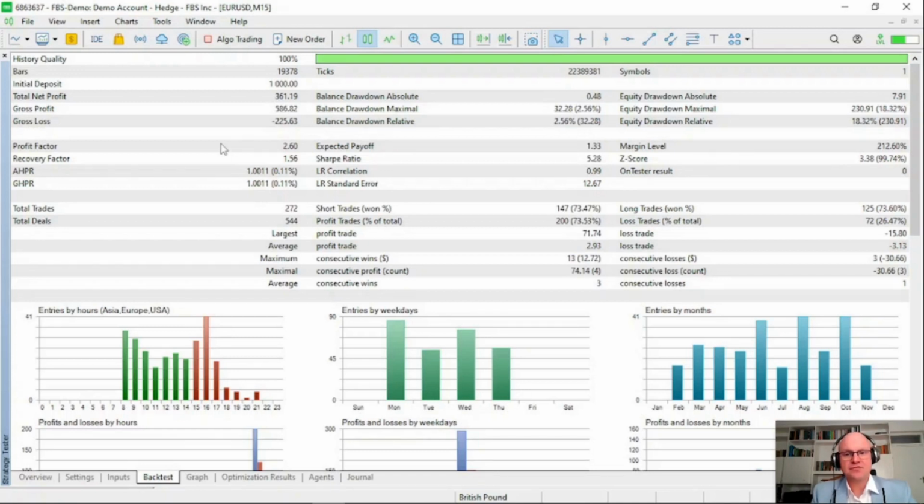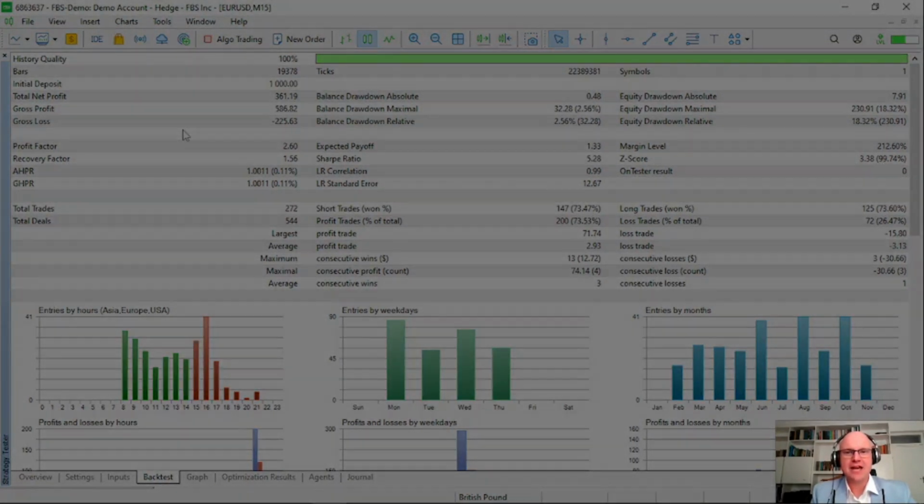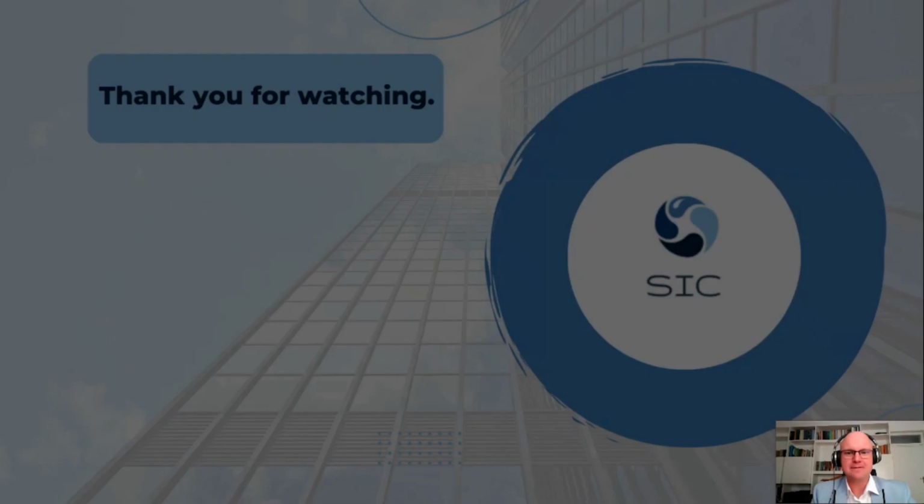In all, because of the customizability of the bot, you're able to test different Ichimoku strategy and find the one that works for the time frame and the instrument that you like to trade.